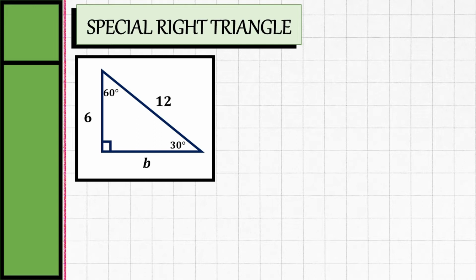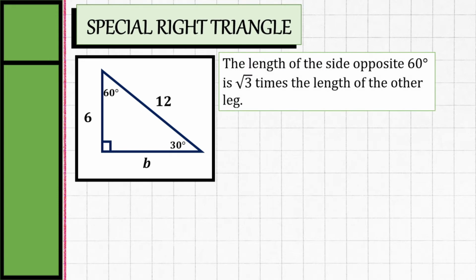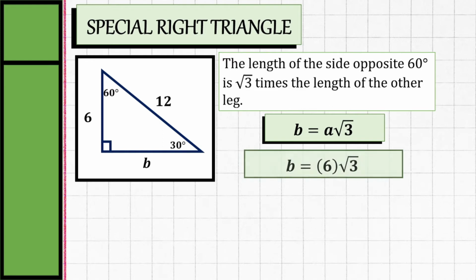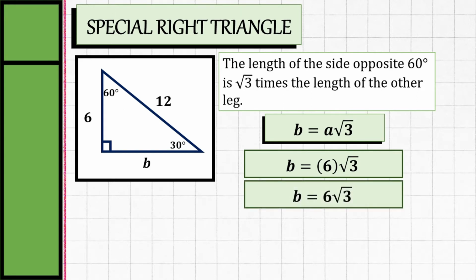Okay, now that we have our hypotenuse, let's solve for the measurement of our other leg, wherein the length of the side opposite 60 degrees is square root of 3 times the length of the other leg. So, we will use this equation: B is equal to A square root of 3, wherein A is the shortest side, or the side opposite the 30 degree angle. Let's substitute the given value. So, we have B is equal to 6 square root of 3. Let's multiply. We will have the measurement of B that is equal to 6 square root of 3. And now, that is our completed measurement of this triangle.